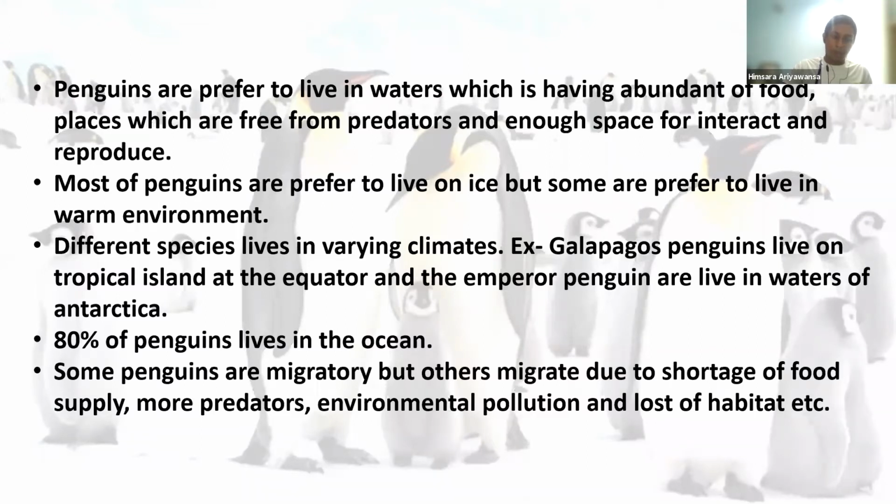Some penguins are migratory, but others are not. They migrate due to a shortage of food supply, more predators, environmental pollution, and loss of habitat. So normally, some species of penguins are migratory, but others are not. If there's a special condition such as a shortage of food supply, more predators, environmental pollution, loss of habitat, or spread of disease, they will migrate.